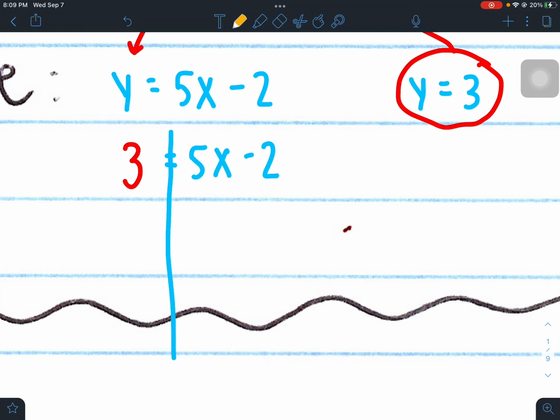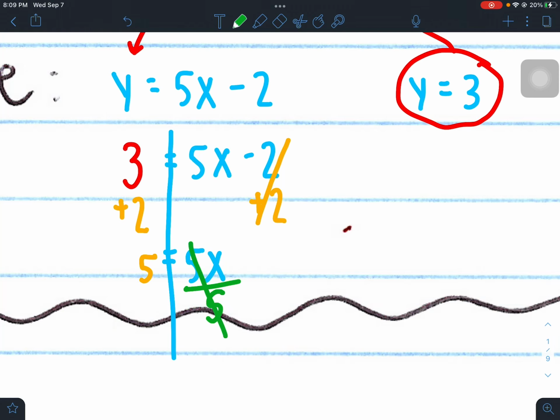When we're doing PEMDAS backwards, we're adding or subtracting before we multiply or divide. In this case, we're going to add 2 to both sides first to get rid of this negative 2. That's going to give us 3 plus 2, which is 5, equals 5x, which is what I still have on the right-hand side here. Now, x is still not by itself, so I want to go ahead and divide that 5 off of that x.